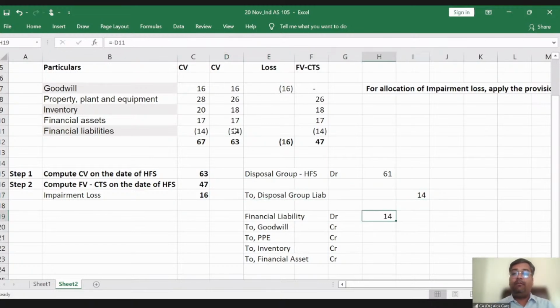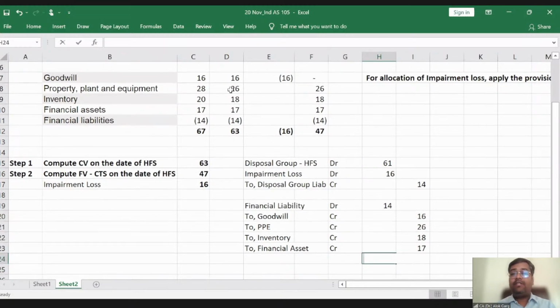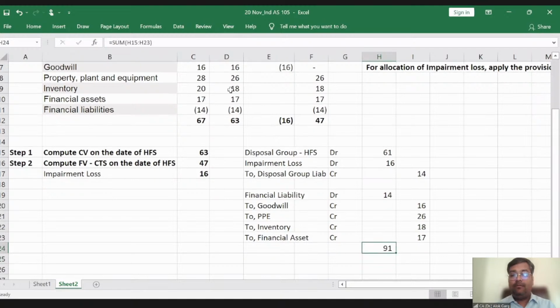So liability will be debited by 14, and this will go to the disposal group liability. Financial liability debit to disposal group liability. Now these assets will be credited, and this will go to the 61. 61 disposal group held for sale has been debited. It means the difference is the impairment loss debit. This is your 16 million. And if you see, your total must tally. So this is the accounting entry, right?